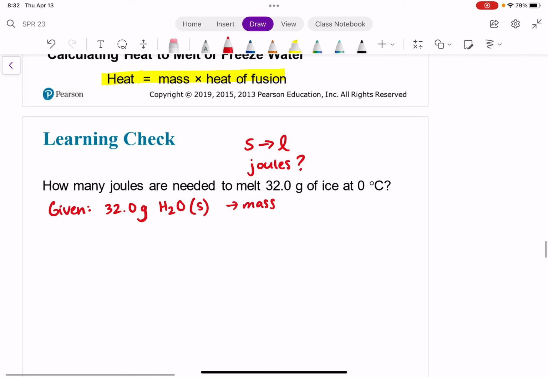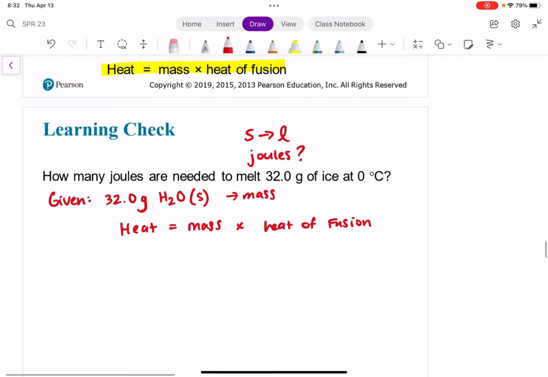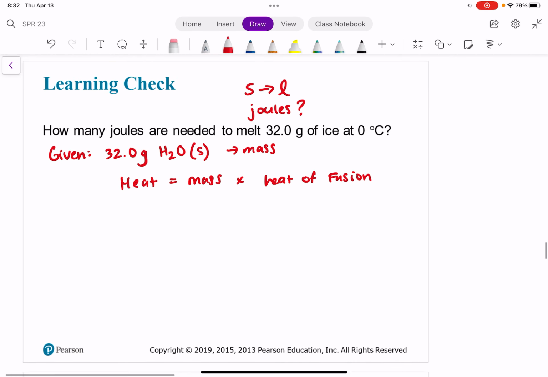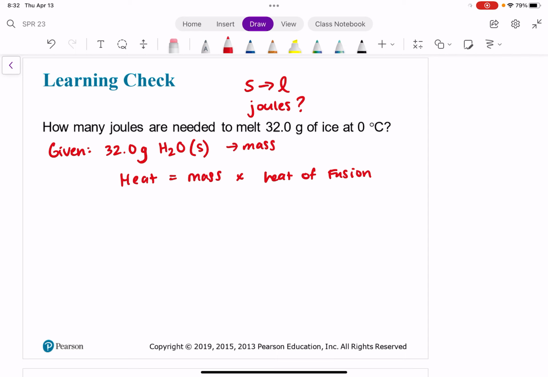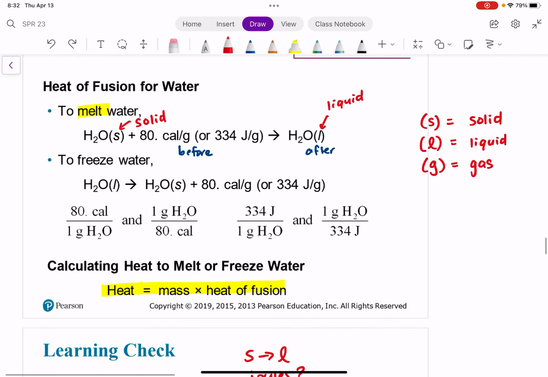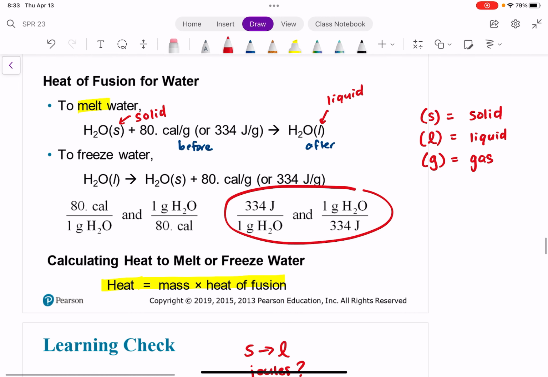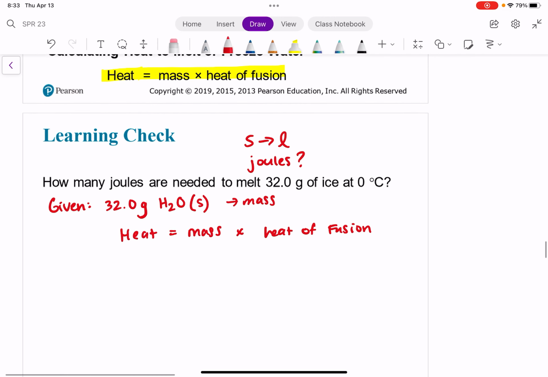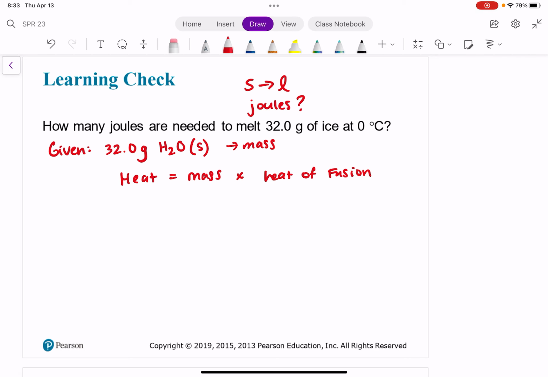Okay, so if heat equals mass times the heat of fusion, and remember we're still dealing with water, how are we going to solve this? What do you think? Yeah, we can set up a conversion factor because we know the heat of fusion. It was given to us up here. So let's go ahead and start converting. Start with what you're given: 32.0 grams of H2O in a solid form.